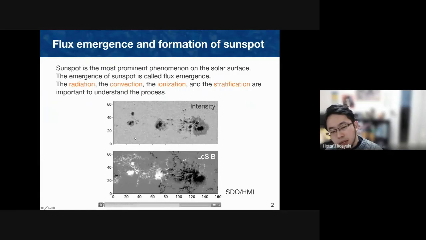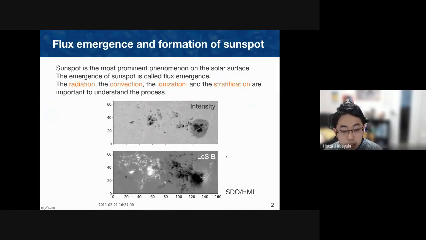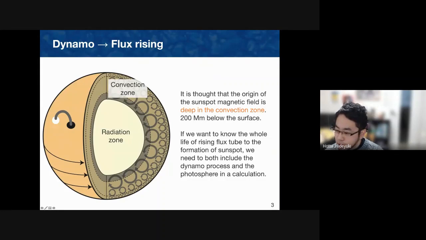This is our rough understanding of the generation of the magnetic field and the formation of sunspots. The dynamo problem has not been solved, but we think that the origin of the sunspot magnetic field is deep in the convection zone. Some people think it is at the base of the convection zone, which is 200 megameters below the surface. But if we want to know the whole life of the rising flux tube up to the formation of a sunspot, we need to include both the deep dynamo process and the photosphere in the calculation.